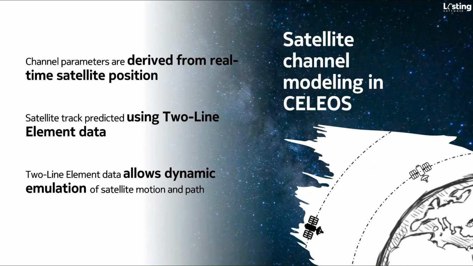CELEOS, hence, offers two ways to model satellite orbits. The user can choose a generic orbit type, LEO, MEO, or GEO, which automatically applies standard orbital parameters for that class, or alternatively, the user can load a custom TLE file which contains precise two-line orbital elements. Once imported, CELEOS computes the satellite's real-time position, trajectory, and all channel-dependent parameters for emulation. This flexibility supports both fast setup and high-fidelity satellite-specific modeling.